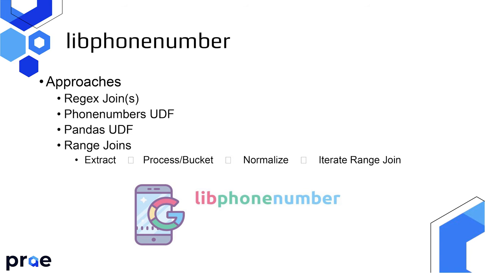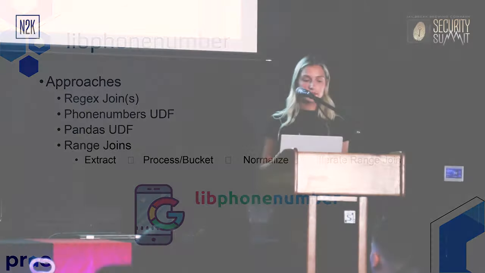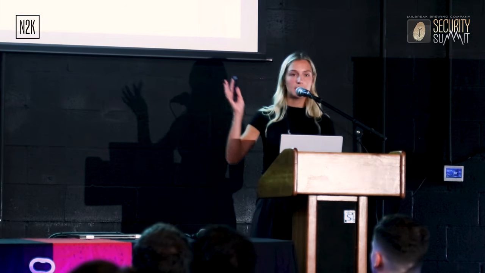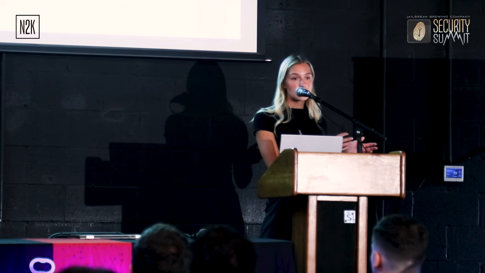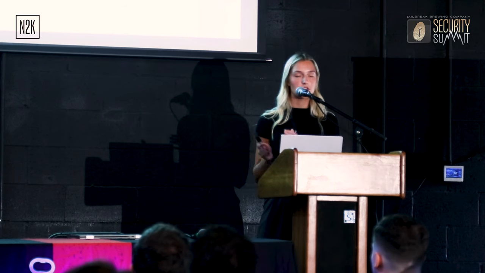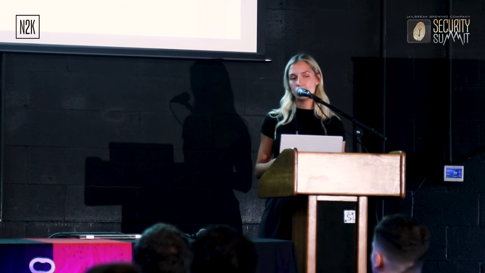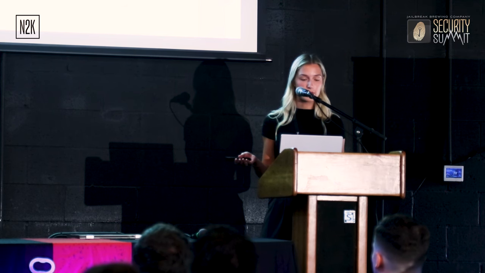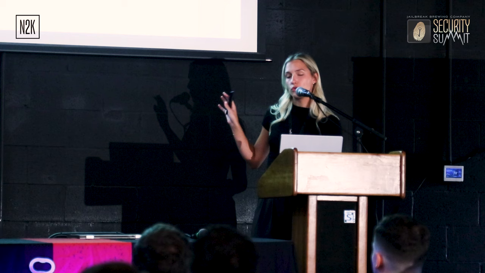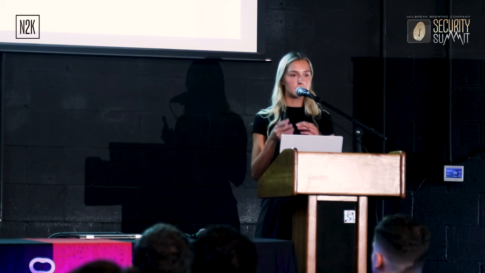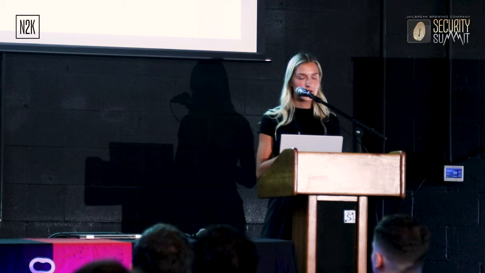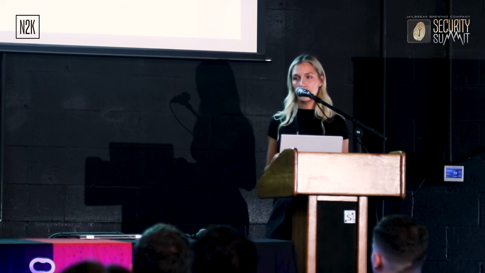And where we landed here was range joins. So how this works is we pull that data down, we extract it, we create the raw ranges, we create the range buckets, and then we actually break up the libphonenumber library into a series of smaller data frames. From there, at the same time, we normalize our own phone numbers and clean them as much as we can. And then we iterate through a series of range joins, join those back to our data, and now we have all these validated phone numbers.